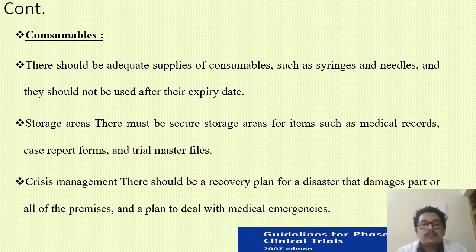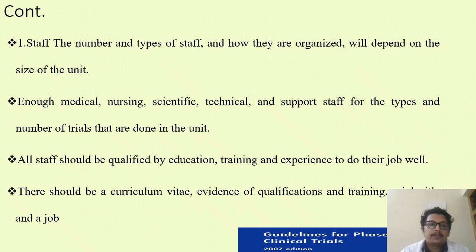Storage area: there must be a secure storage area for items such as medical records, case report forms and trial master files. Crisis management system: there should be a recovery plan for a disaster that damages part or all of the premises, and a plan to deal with medical emergencies.